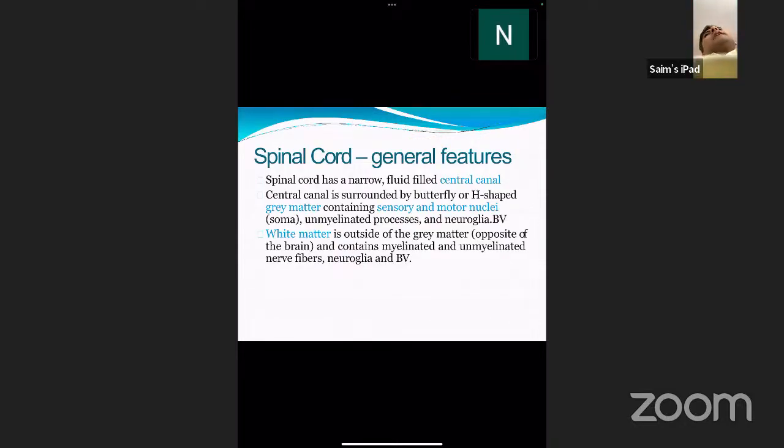Now we have discussed the external features of the spinal cord, the basic length and extent of the spinal cord, and also some of the coverings of the spinal cord. Now we come on to the other features of the spinal cord, that is the central gray matter. Gray matter के अंदर क्या क्या होता है, gray matter. So we have a central gray matter, and that gray matter consists of sensory and motor nuclei.